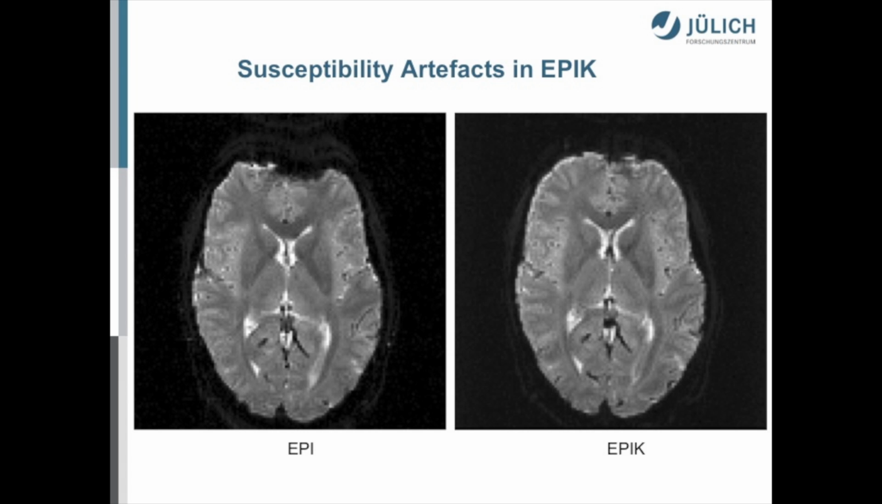If this is EPI, you see the susceptibility dropout, signal loss, in the frontal, prefrontal regions. And because you're going through quicker in EPIC, much less signal dropout. This is going to be really advantageous when we go to high field, because the problems there are just worse.